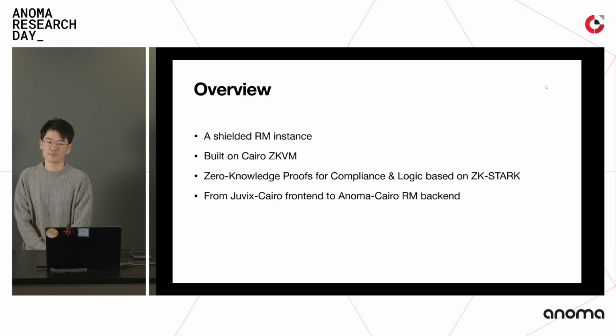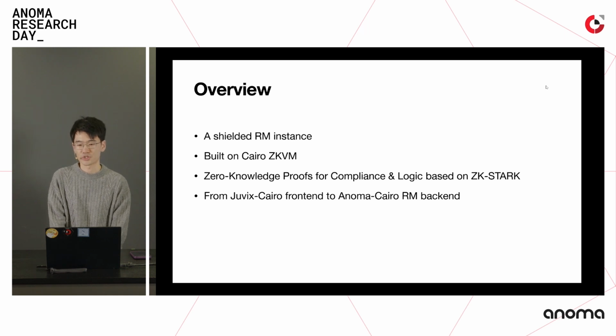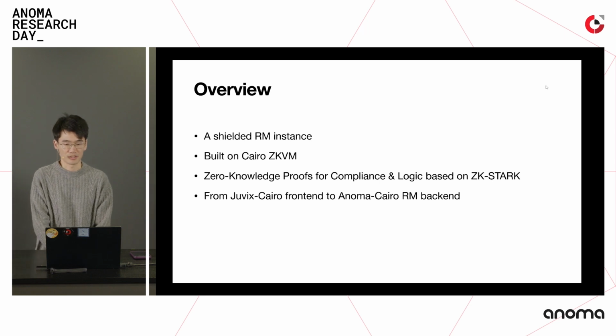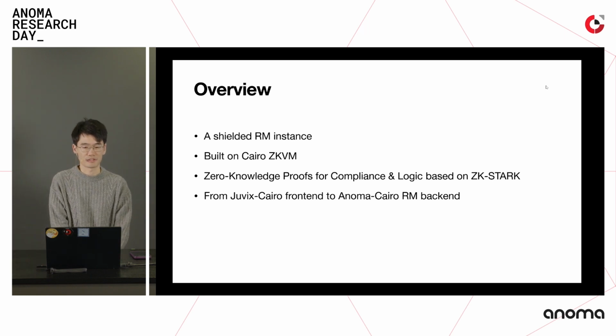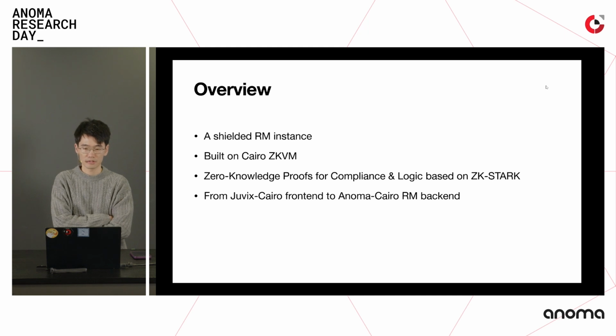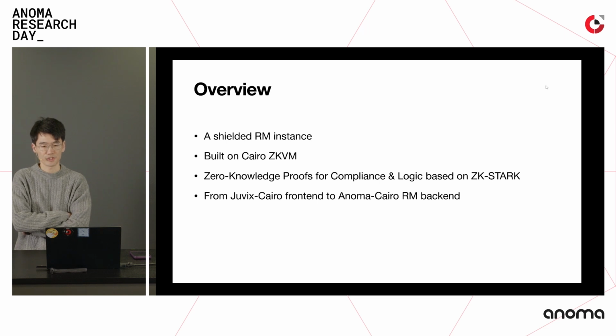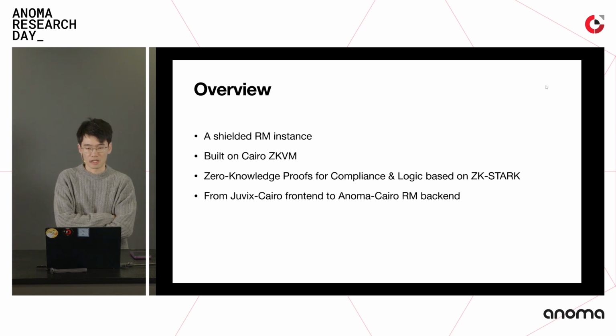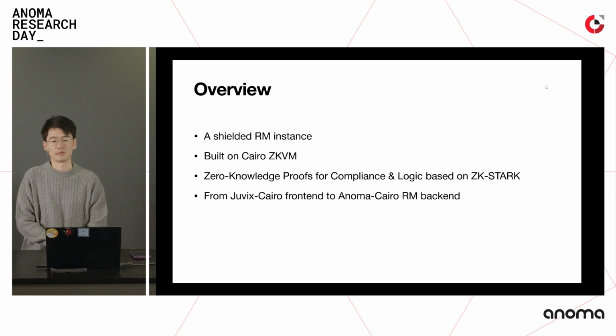The Cairo resource machine is a shielded resource machine instance built on the Cairo ZK VM, where we use zero-knowledge proofs for compliance and logic proofs based on the ZK Stark system. It starts from the Juvis Cairo front end provided by our Juvis team, and ends up with the Anoma Cairo resource machine backend. Everything is available in our repo.